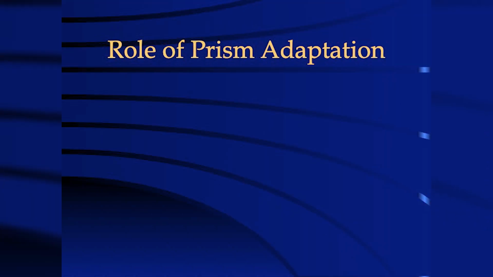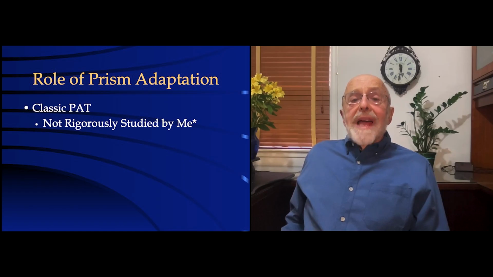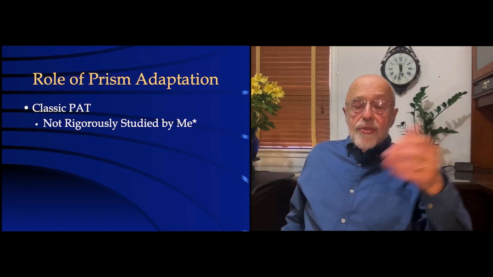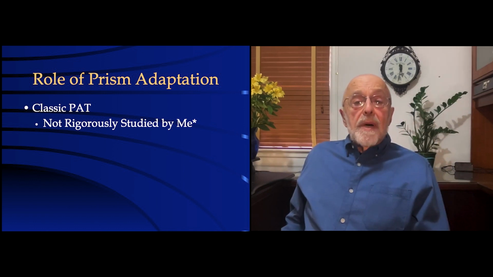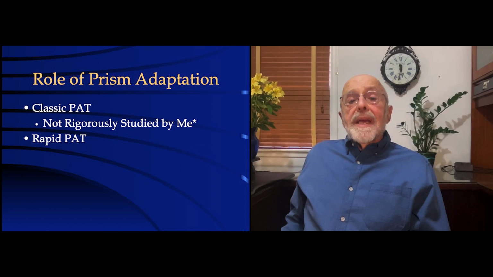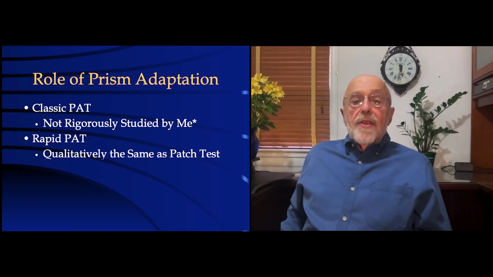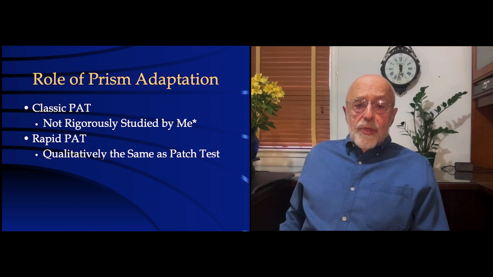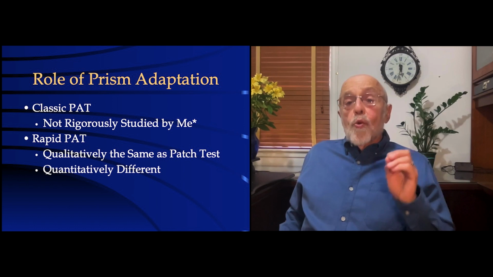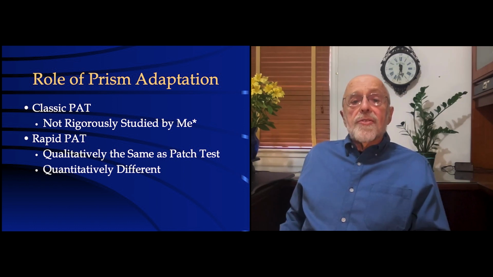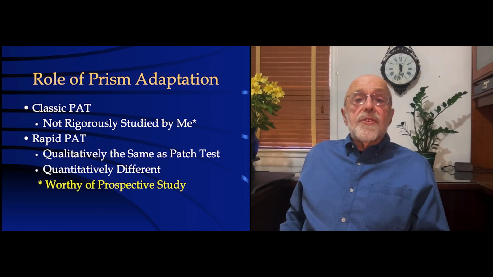What about prism adaptation for bringing out the near deviation? Well, classic prism adaptation, where the patient goes home wearing a prism, has not rigorously been studied by me or anyone else to my knowledge. But I did look into the role of what I call a rapid prism adaptation. 30 distance ortho near, I sit them down with a trial frame, put 15 base in each lens, have them just read a paragraph, quickly do a cover test, and qualitatively, that will show me which patients are masking a big deviation at near. But quantitatively, it's different than the patch test. And I think this is worthy of a prospective study.